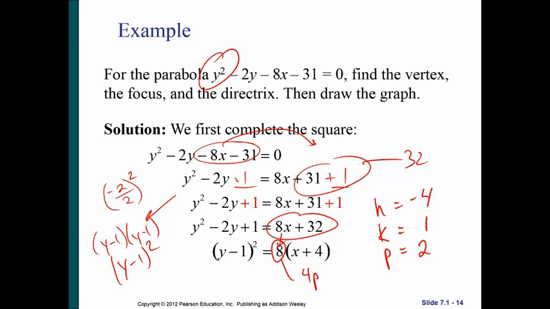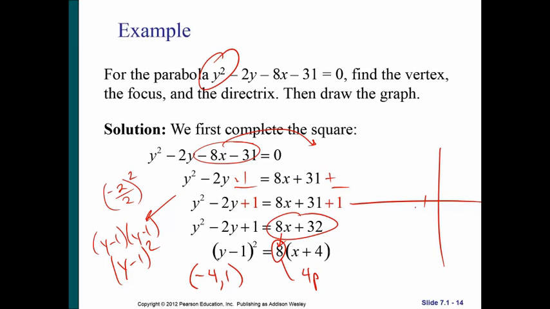Can we figure out what this looks like? Sure. We're going to have a vertex at negative 4, 1. Negative 4, 1. 1, 2, 3, 4. Positive 1. So this is V. That's my vertex. And I know that P is equal to 2. So if I go 1, 2 units this way, that's my focal point, which means if I go 2 units to the left, that'll be my directrix. X equals negative 6.